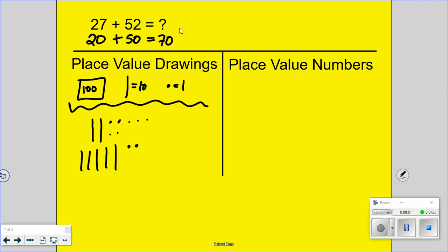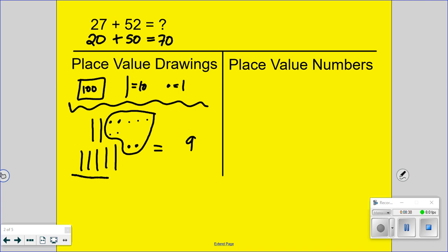When I am using place value, I'm going to add together the things that are the same. That means I'm going to add the ones together because they're all the same piece. And I'm going to add the tens together. Circle all the ones. How many total ones are there? 9. Archer? 9.